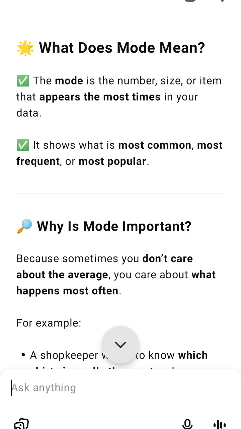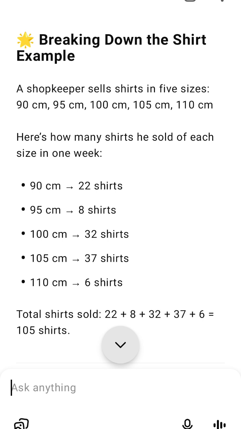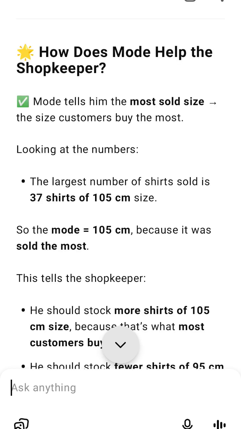Absolutely. Here's a great, deepest but simplest possible detailed summary of everything you just learned about mode, explained clearly, step by step, with every key point so you see the big picture. This summary pulls everything together so you'll never forget what mode is, how it works, and why it's important.